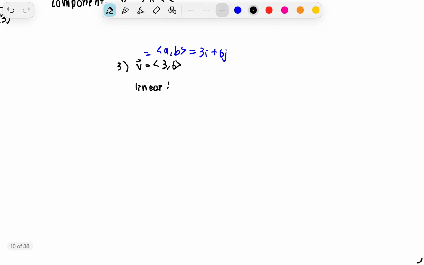In this video, we're going to be converting between component form, linear form, and trig form of different vectors. So let's say that we have a vector that is 3, 6, and we want to find the linear form. We know that when we have a vector like this, it means we have it in the form a, b, where a is going to be the coefficient of i, and b is going to be the coefficient of j. So this is equal to 3i plus 6j. So that's going to be our answer.